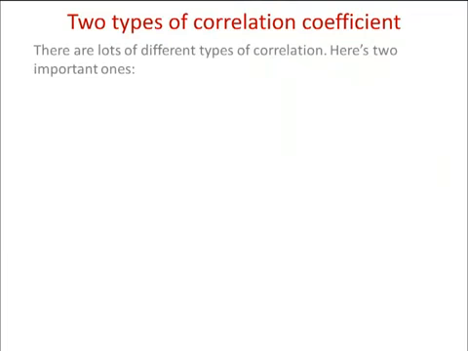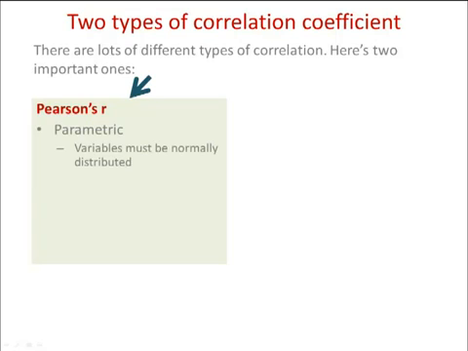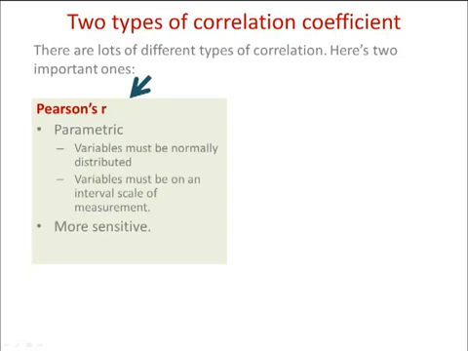Finally, there's loads and loads of different types of correlation you can get. In this course I'm going to talk about two. So first one, Pearson's r, the most common one. It's a parametric correlation, so that means it's analysing interval level data, and it requires a few assumptions, such that, like for example, that the variables must be normally distributed, and it's very sensitive.